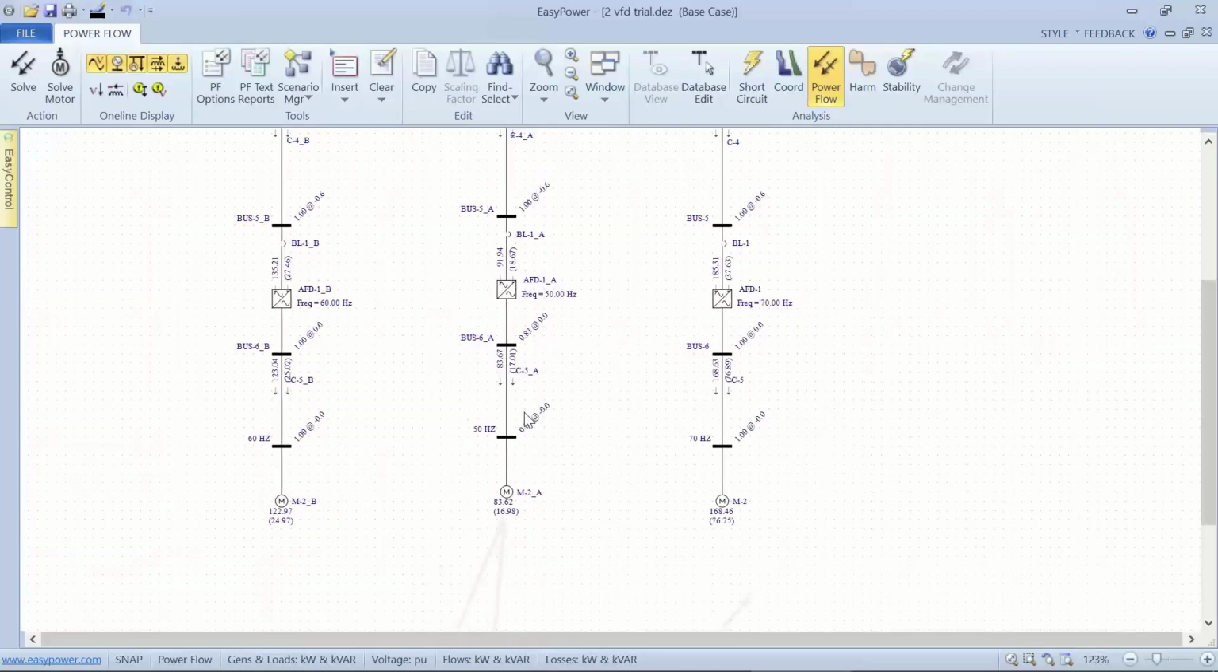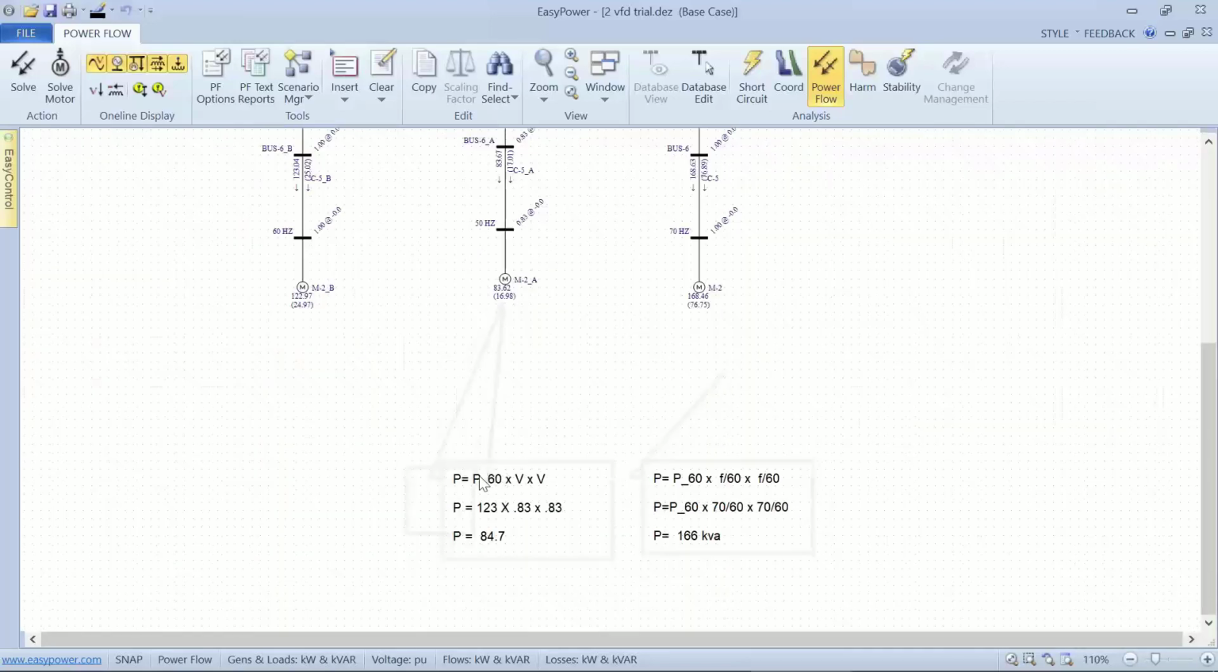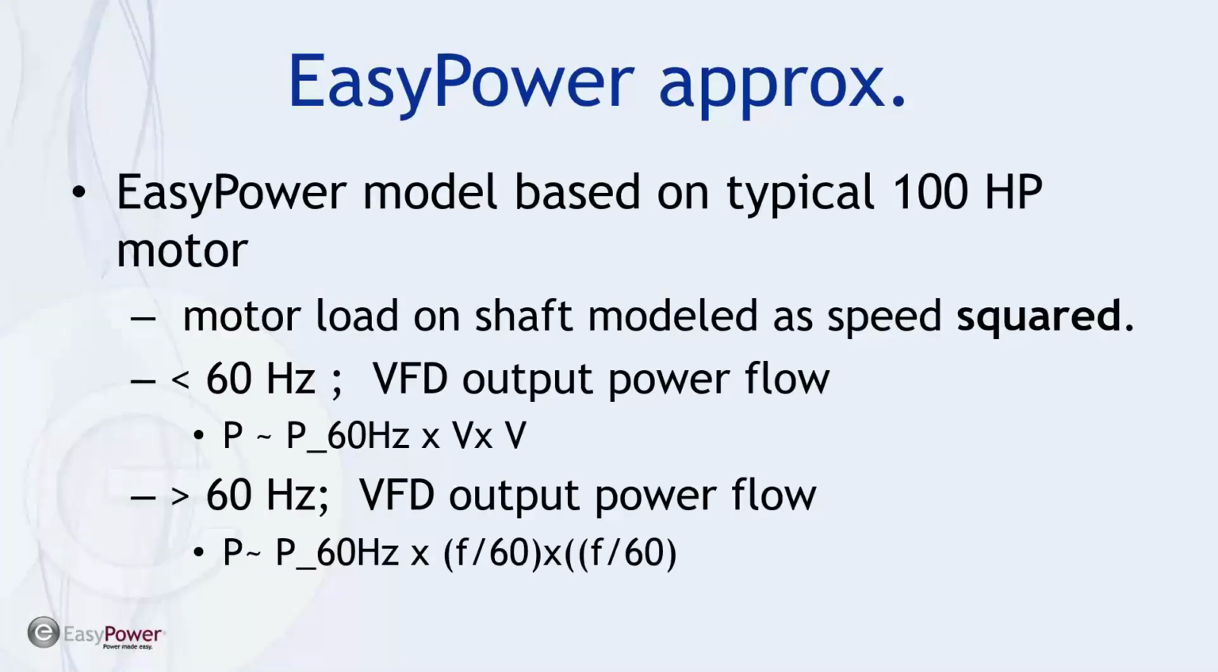Now, let me make a comment on that. What we're talking about is pushing a motor that was designed for 60 hertz to a different frequency. And while that's a complicated situation, EasyPower approximates the results as below. Did I have that in my notes? Yeah, I did. Here it is.